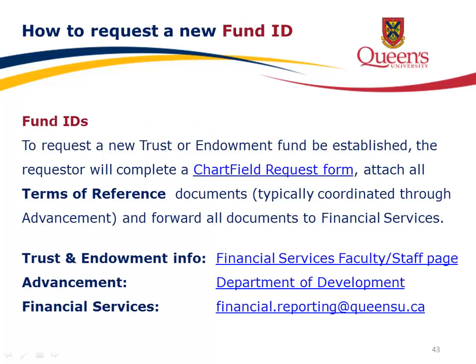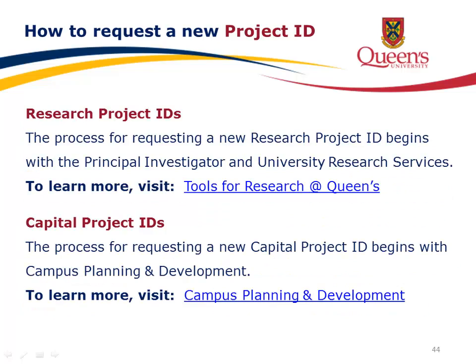To request a new trust or endowment fund be established, complete a ChartField request form, attach all terms of reference documents, and forward all documents to Financial Services. Terms of reference documents are typically coordinated through advancement. For additional trust and endowment information and assistance, visit the Financial Services Faculty Staff page, contact the Department of Development, or email the Financial Reporting team at financial.reporting@queensu.ca.